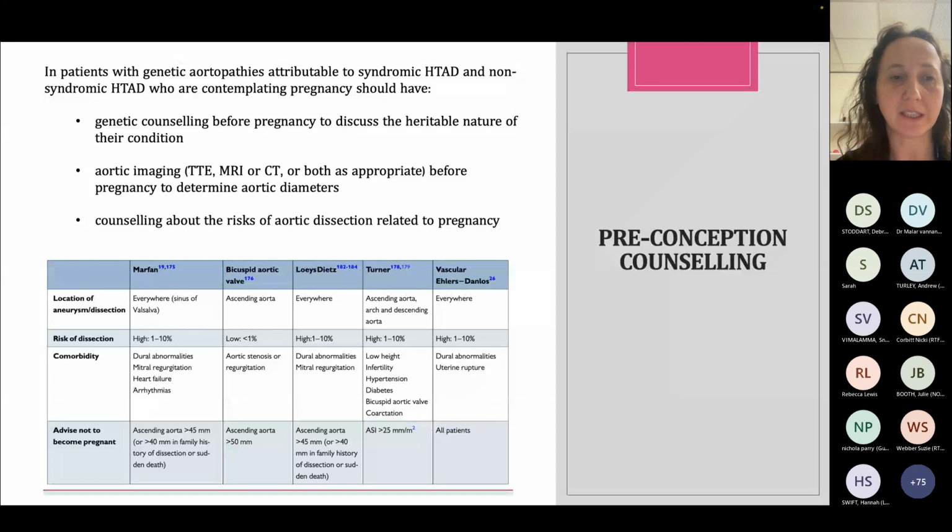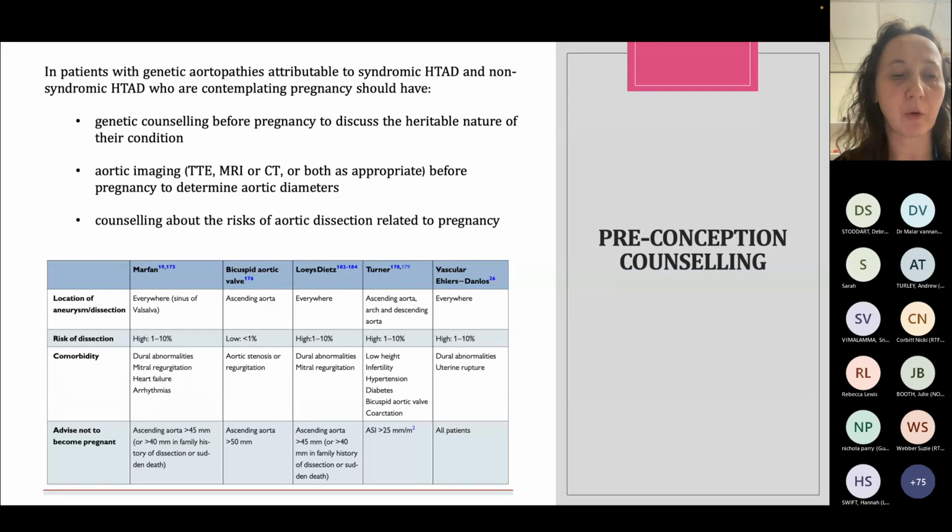Also, what should happen is the aortic imaging in the form of echocardiogram, but sometimes it's also MRI or CT scan that might be required, specifically depending on which part of the aorta we are interested in and want to image. That's to determine the aortic diameters before the pregnancy, and therefore to be able to quantify the risk of the pregnancy, and specifically the risk of the aortic dissection.